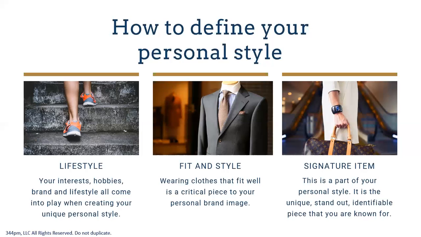And the signature item. This is a part of your personal style. It's a unique, standout, identifiable piece that you are known for. This piece can be something directly related to your brand. For example, we can look at Steve Jobs and his iconic black turtleneck. It was something he decided to wear to make dressing easy, and he commissioned designer Issey Miyake to create the perfect turtleneck. That in turn became an identifying piece for him.